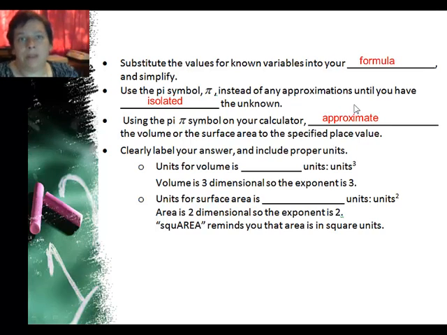Once you have gotten the value, make sure you use proper units. Units for volume is cubic units or units cubed. And volume is three-dimensional, so the exponent is 3. See the 3 here and the 3 there. Units for surface area is square units, or units with a little 2 on it. Area is two-dimensional, so the exponent is 2. And it might not hurt to think of "squarea." That kind of helps you remember that area is square units.